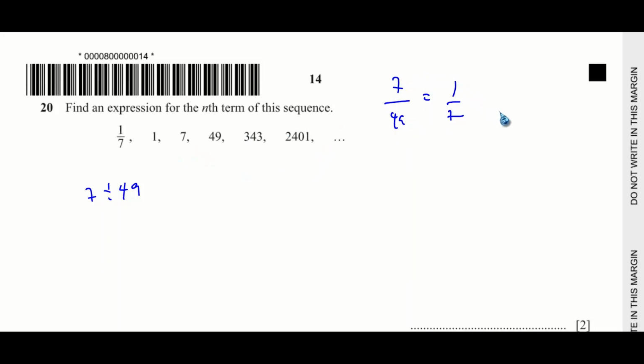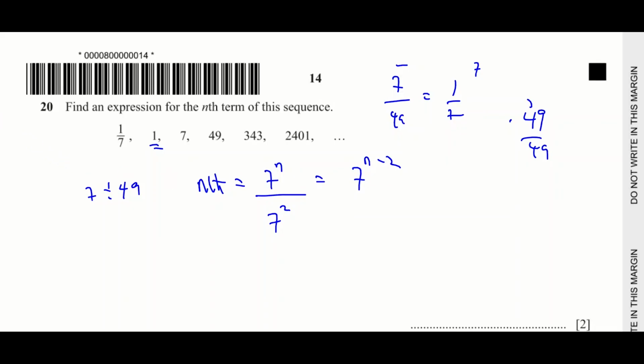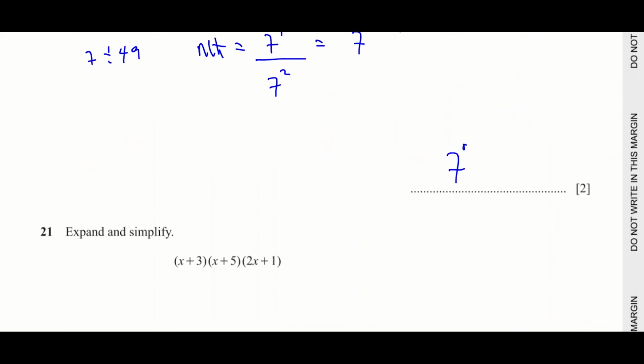Okay, so for this one to be 1, the numerator and denominator must be the same. That means you should have 49 over 49. So what will make 7 turn to 49 here? That will be the power of 2. So the nth term will be 7 to the power of n over 7 to the power of 2, which is 49. We can combine these two to have 7 to the power of n minus 2. So this will be the nth term, 7 to the power of n minus 2.